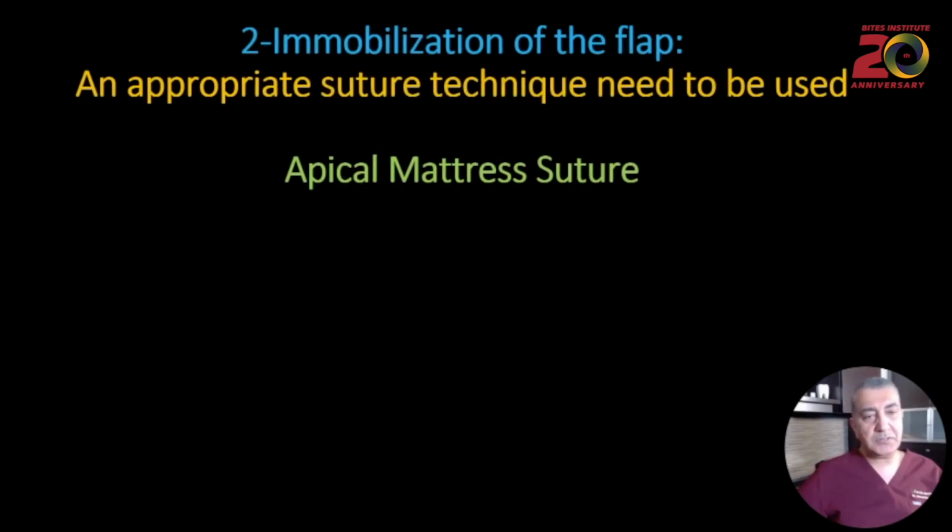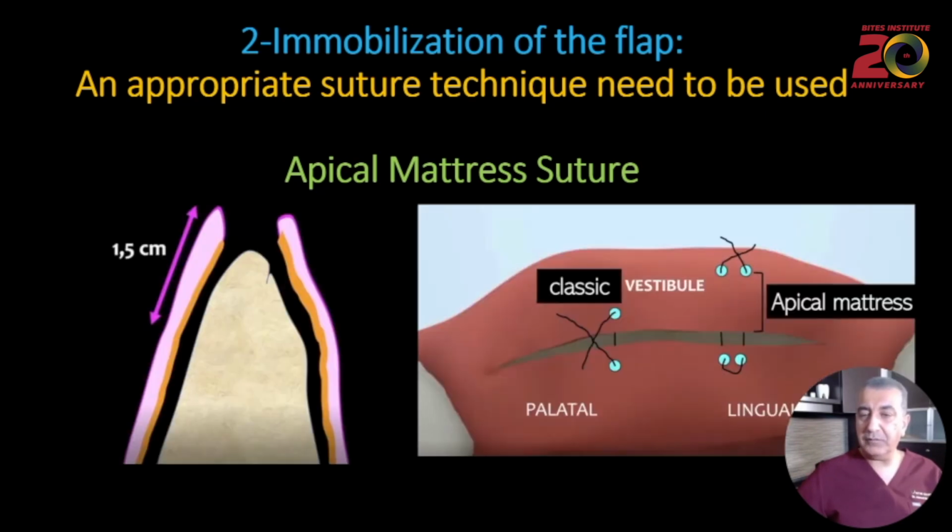And the second rule is the immobilization of the flap. In order to do that, we need to use an appropriate suture technique. One of them is the apical mattress suture. And we can see here that this is the classic suture.